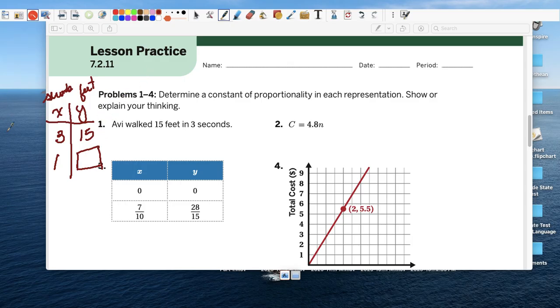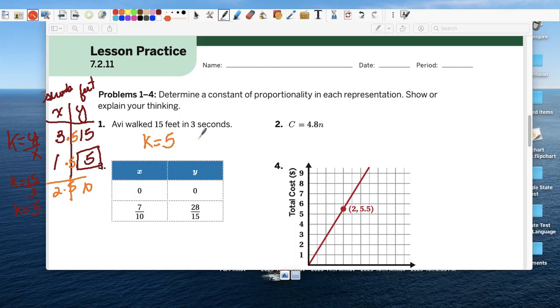To find the constant of proportionality, we take k and divide y over x. The only values that I have that I can do that with are 3 and 15. So I get 15 divided by 3, and my constant of proportionality is 5. So k equals 5. Notice that 3 times 5 is 15, 1 times 5 is 5, and if I put other values over here, 2 times 5, we'll always use that. It's 10, etc. So my constant of proportionality, k, for this particular scenario is 5.